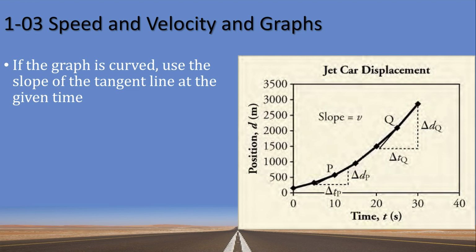If the graph is curved, then you'd use the slope of the tangent line at the given time. So, for example, at P, I would draw my tangent line and get the slope of that tangent line. Or at Q, I'd get the slope of that tangent line. And that would be the instantaneous velocity at that point.